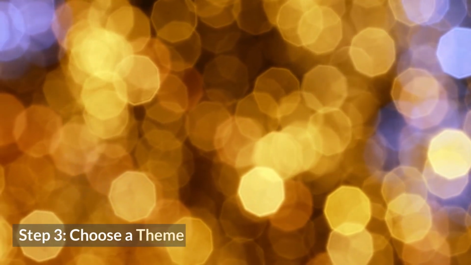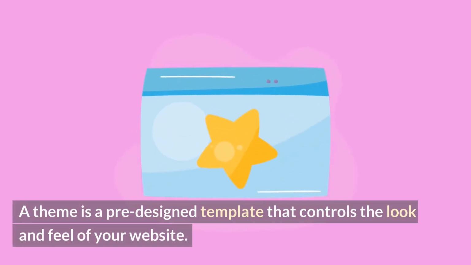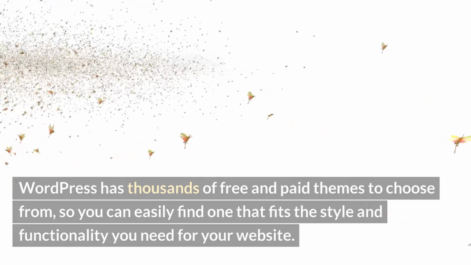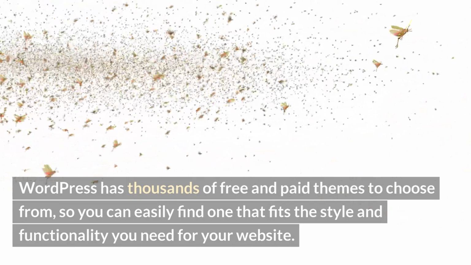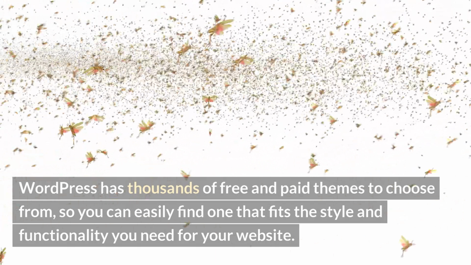Step 3. Choose a theme. A theme is a pre-designed template that controls the look and feel of your website. WordPress has thousands of free and paid themes to choose from, so you can easily find one that fits the style and functionality you need for your website.